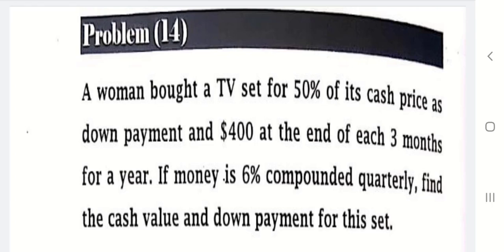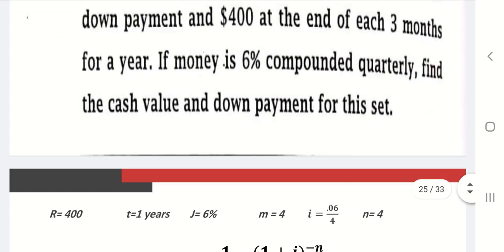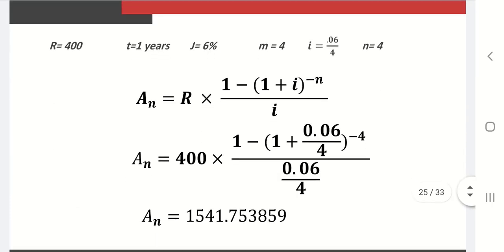And because R equals $400 at the end of each 3 months for a year, there are 4 annuities. If money was 6%, so J equals 6% compounded quarterly, so M equals 4, and I will be equal to 6% over 4. By substituting for R equal 400, T equal 1 year, J equal 6%, M equal 4, I equal 6% over 4, and N equal 4.